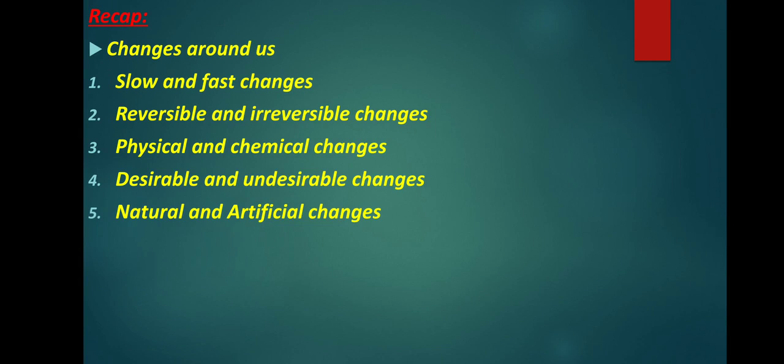Next one, physical and chemical changes. Physical changes are temporary changes in which there is a change in the physical appearance of the substance but not its chemical composition. Here no new substance is formed. For example, melting of ice. Ice changes into water, and again water changes into ice. Here no new substance is formed. The solution of salt or sugar, stretching of a rubber band.